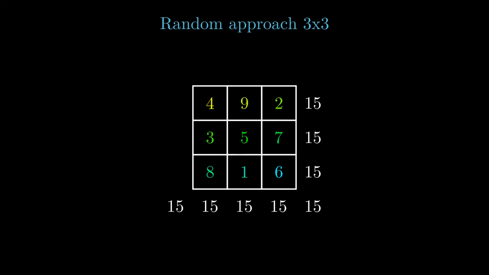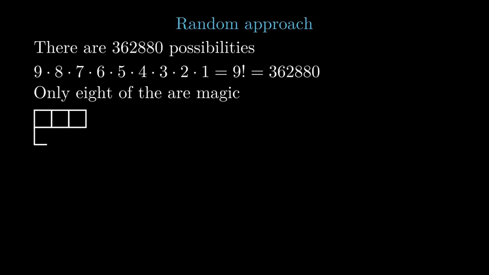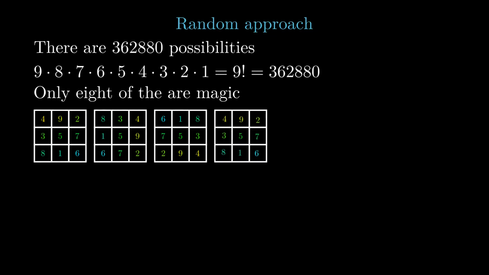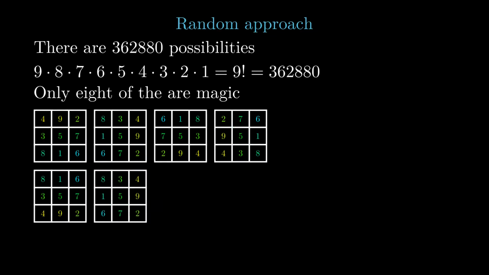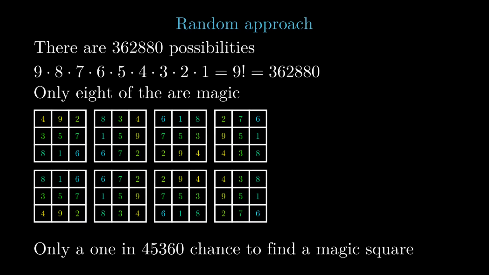In total, there are 3.6 million ways to distribute 9 different numbers in a 3x3 square. For the first subsquare, you have 9 choices. Once this choice is made, there are 8 choices left for the second subsquare, and so on. It turns out that there are only 8 configurations that are magic. In fact, some people would say there's only 1 up to rotations and reflections. It follows that the odds for finding a magic configuration randomly are 1 in 45,000.